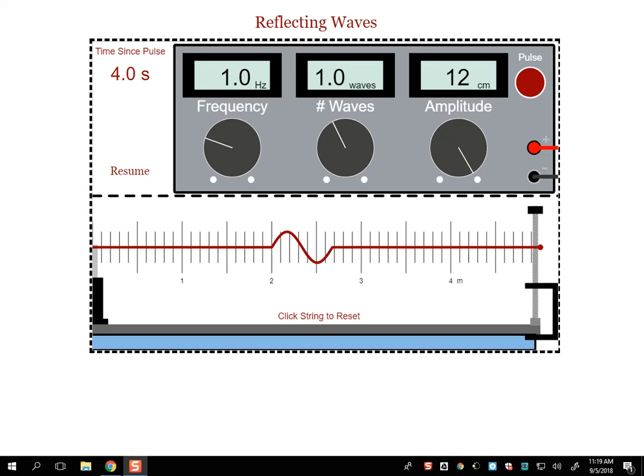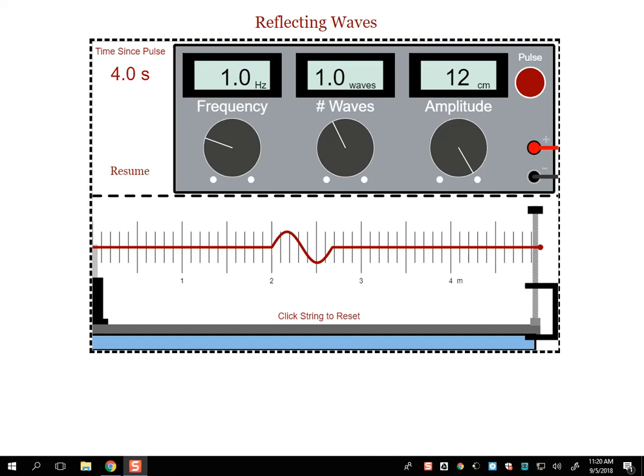Hello and welcome to this tutorial on wave interaction. Specifically in this part one, we're going to look at wave reflections, or in other words, how waves behave when they interact with the boundary. So we're going to use this simulation today to look at that.